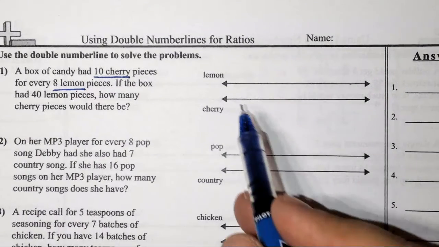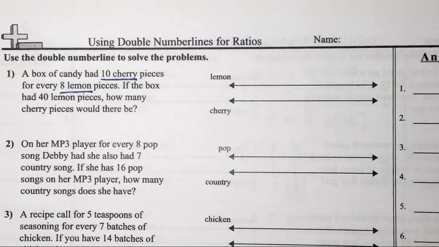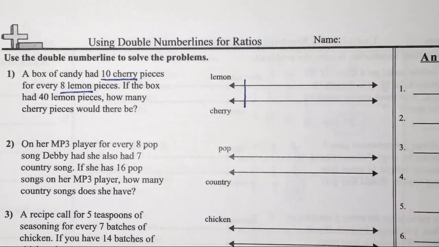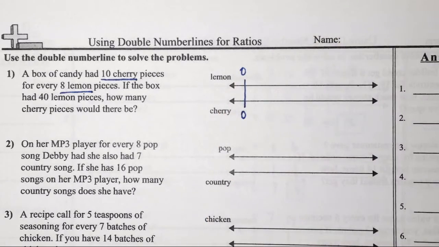So if we look at our number line, we've got lemon to cherry. Here's another thing that's different from ratio tables, which is where we start. Every double number line will start at 0 and 0. And that's because if you have 0 lemon pieces, how many cherry pieces do you have? 0. That's where your ratio will always start, at 0, 0.